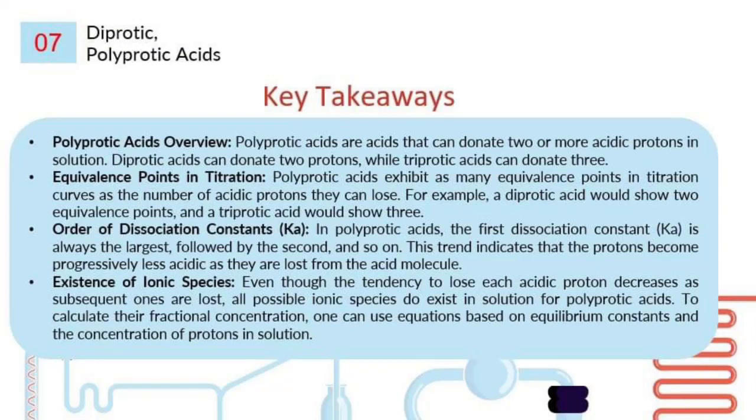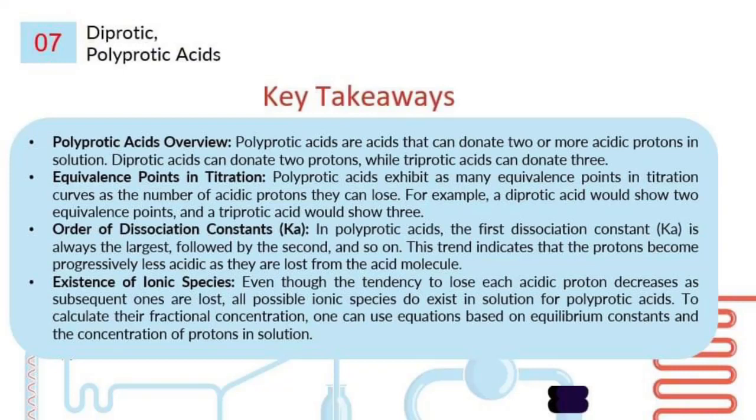Equivalence points in titration: polyprotic acids exhibit as many equivalence points in titration curves as the number of acidic protons they can lose. For example, a diprotic acid would show 2 equivalence points and a triprotic acid would show 3. As for the order of dissociation constants in polyprotic acids, the first dissociation constant is always the largest, followed by the second, and so on.